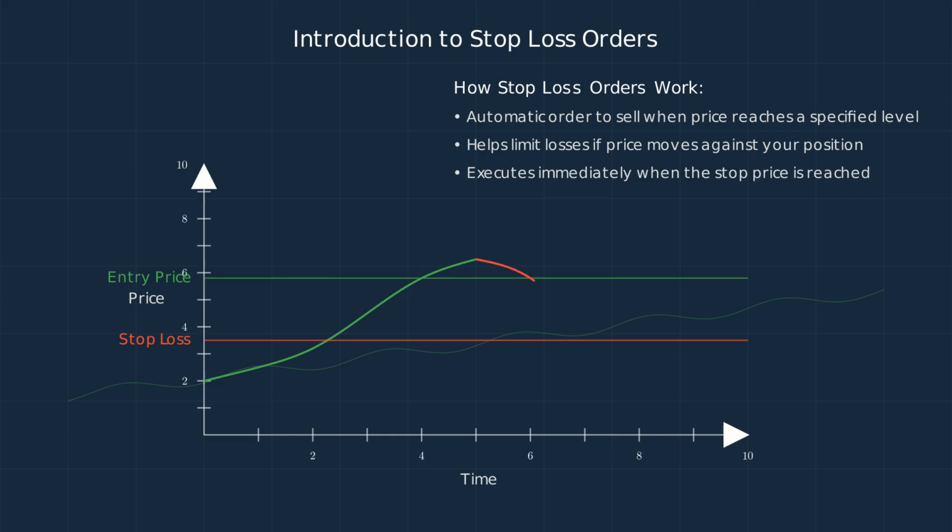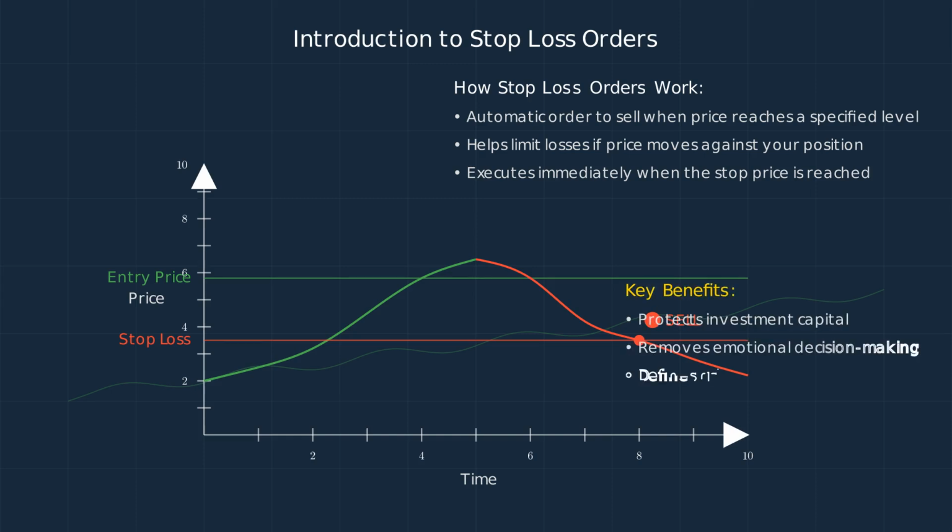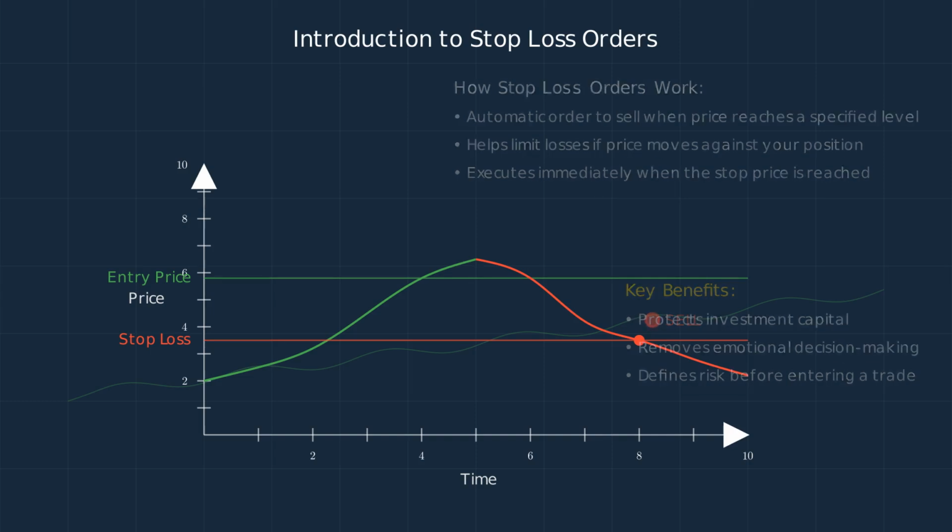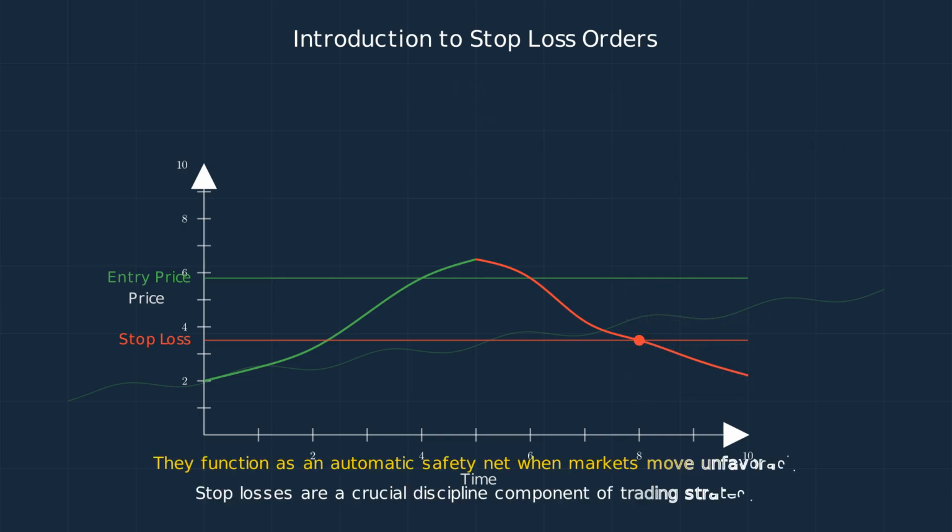If the price moves against your position and reaches your stop-loss level, an order is automatically triggered to sell the position. The primary benefits of stop-loss orders include protecting your investment capital, removing emotional decision-making, and defining your risk before entering a trade. Stop-loss orders serve as an automatic safety net when markets move unfavorably, making them a crucial disciplinary component of any trading strategy.